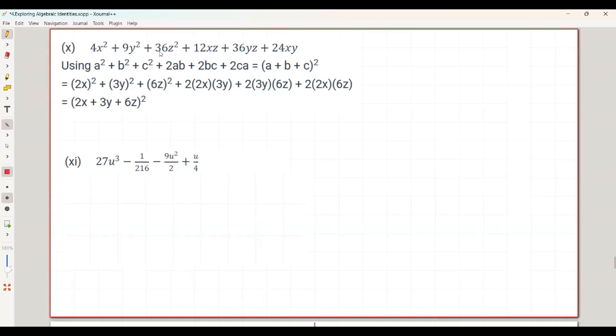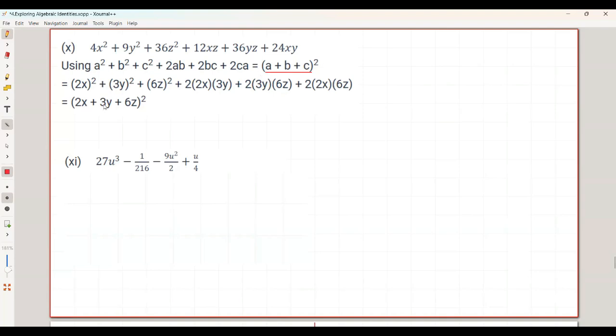In case we are not able to expand everything, from this you find out what a, b, c are. A is going to be this one, 2x. B will be 3y, and c will be 6z. So that is the answer: (2x plus 3y plus 6z) the whole square. If you want to expand, you have to expand. So 4x square can be written as (2x) the whole square, plus (3y) the whole square, plus (6z) the whole square. This is nothing but a, b, c. So replace in the formula 2ab plus 2bc plus 2ca. The formula is (a plus b plus c) the whole square.